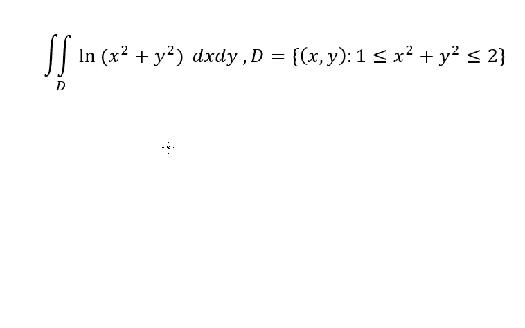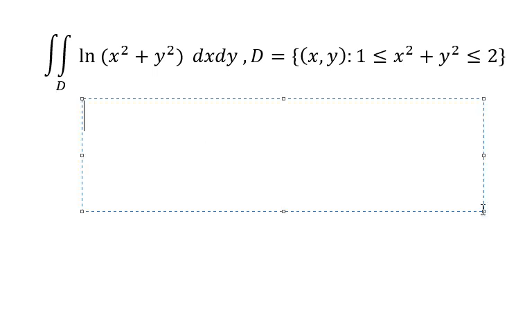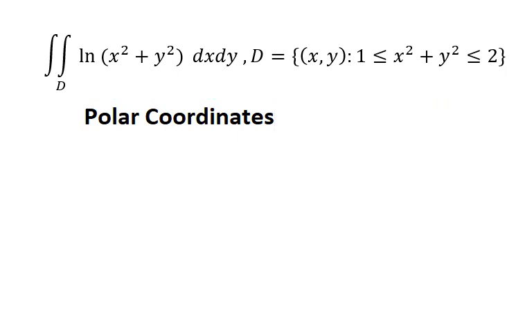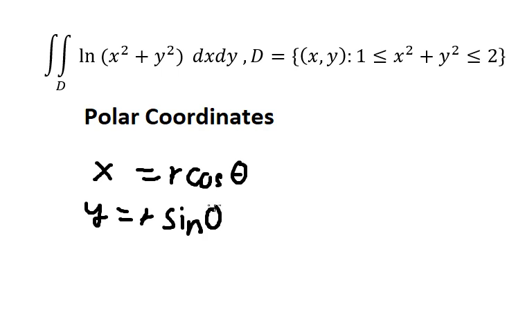So today I want to talk about double integrals. Now I want to show you how to answer. We can use polar coordinates. So I will put x equals r cosine theta, y equals r sine theta, and dy dx we can transform into r dr d theta.